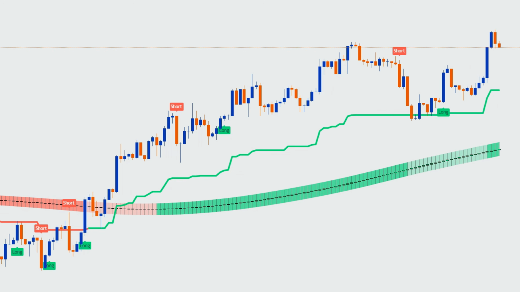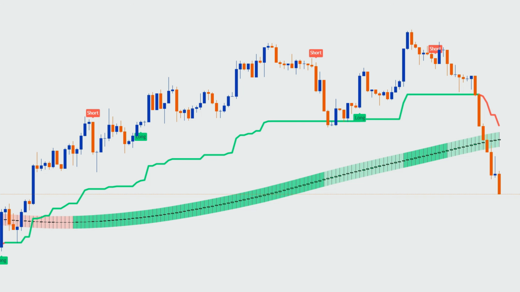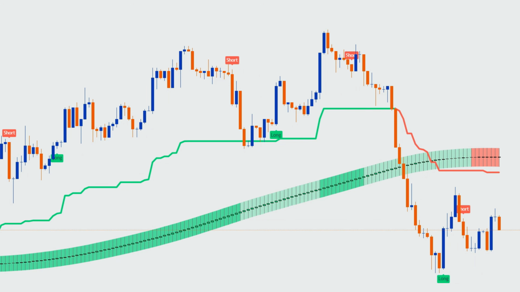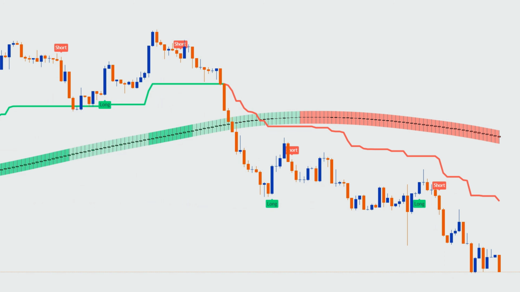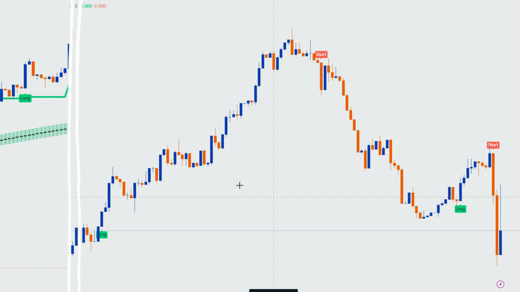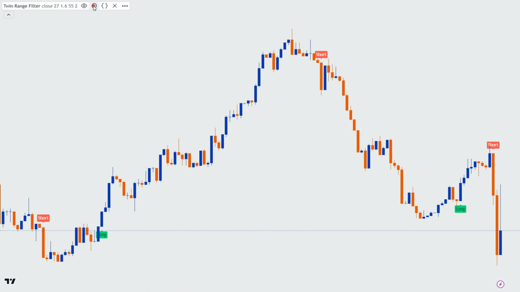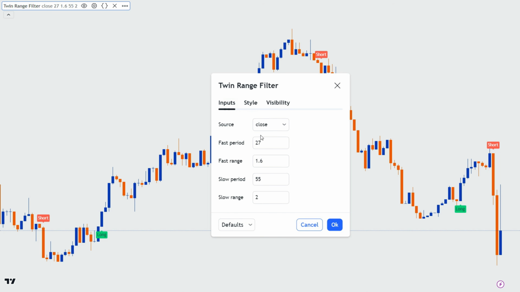In this video, I'll show you how to optimize the settings for the twin range filter indicator, so you can start making informed trading decisions and unlocking the path to consistent profitability. Let's start by going to the Settings tab and adjusting the first parameter, known as the source. For this particular strategy, we want to select the closing prices, close. This will provide us with the most accurate and reliable signals for our trading decisions.